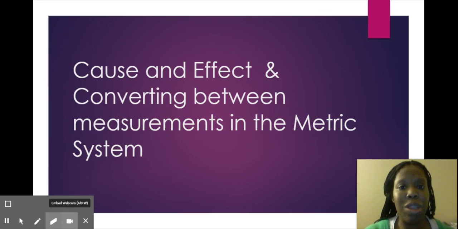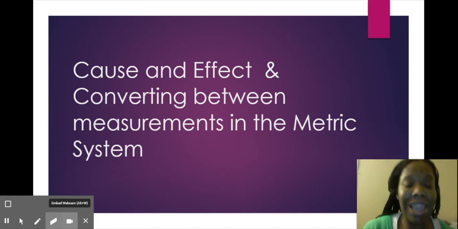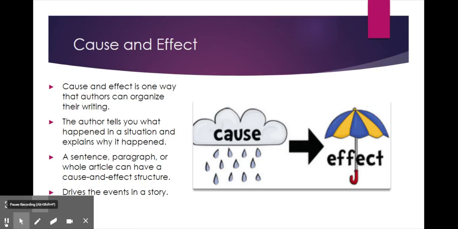Today, we will be working with cause and effect in fiction and converting between measurements in the metric system for math. Let's get started. Cause and effect is one way that the author organizes their writing. The author tells you what happened in a situation and explains why it happened. A sentence, paragraph, or a whole article can have a cause and effect structure. The cause and effect drives the events in a story.